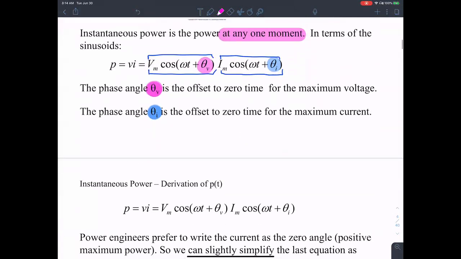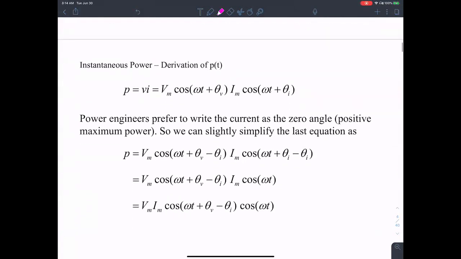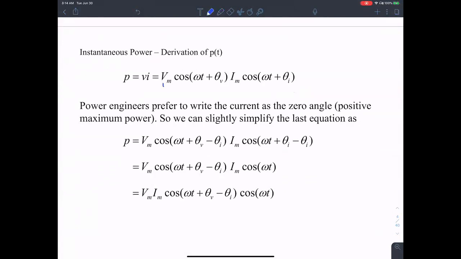Now, when you do this multiplication, Vm cos(omega t plus theta v) times Im cos(omega t plus theta I). Typically power engineers prefer to write the current with zero angle, so we can slightly simplify the last equation. What we are doing is shifting both of these waves by theta I. The product is still going to be the same.